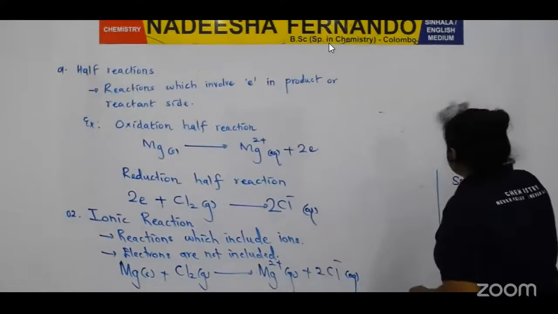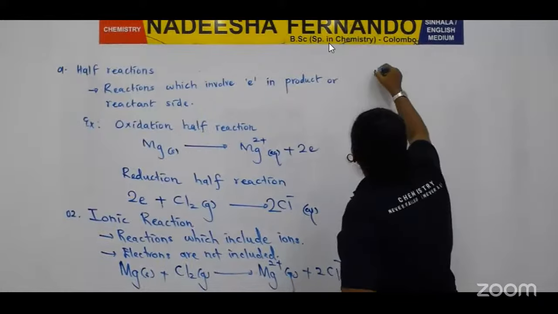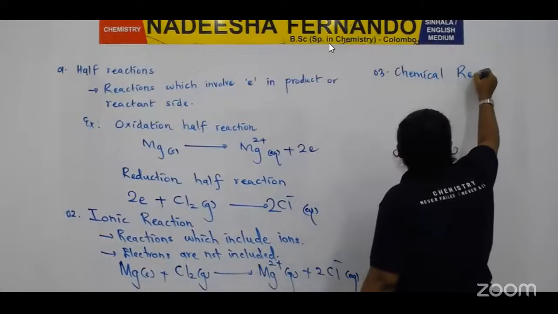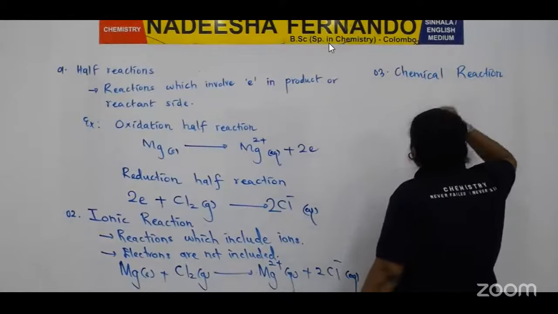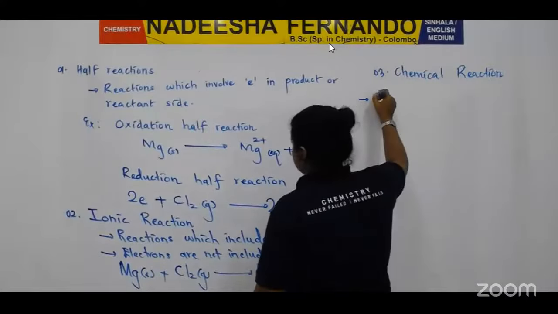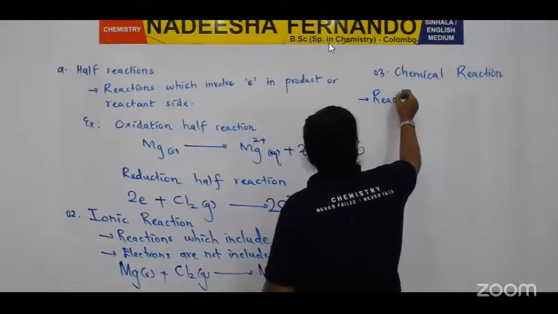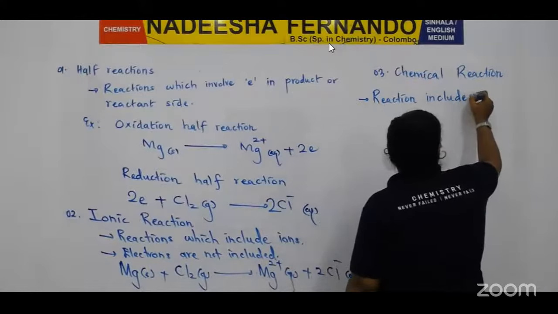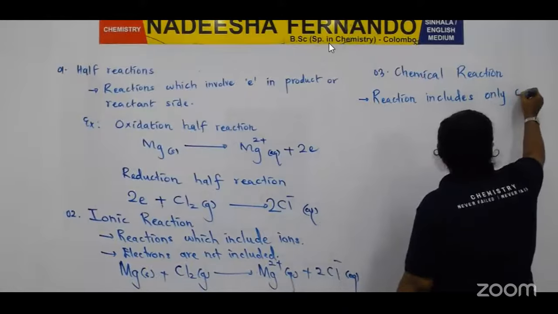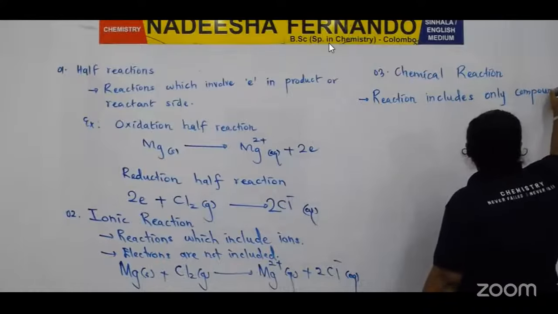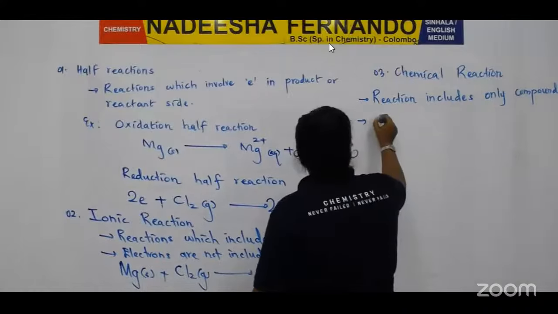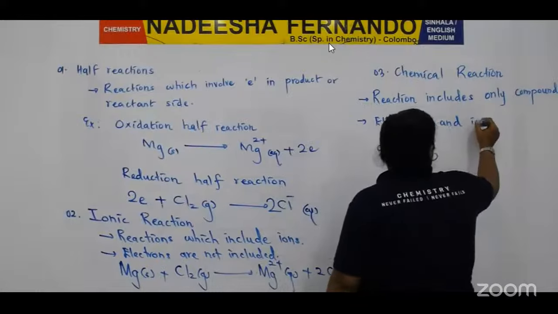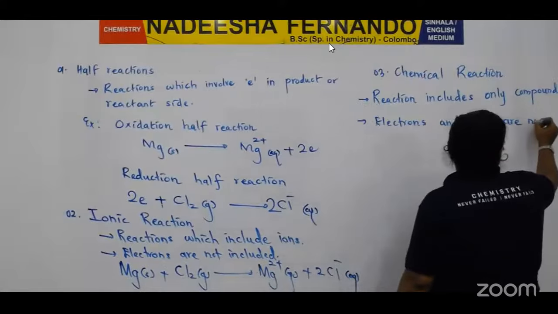And the third one is called the chemical reaction. Reaction involved includes only compounds. Electrons and ions are not included.